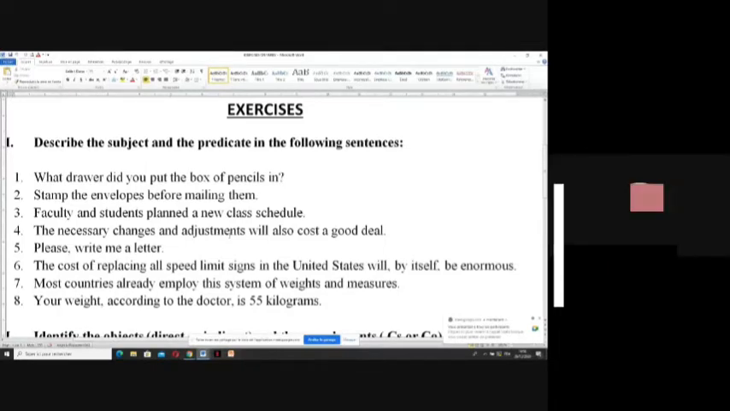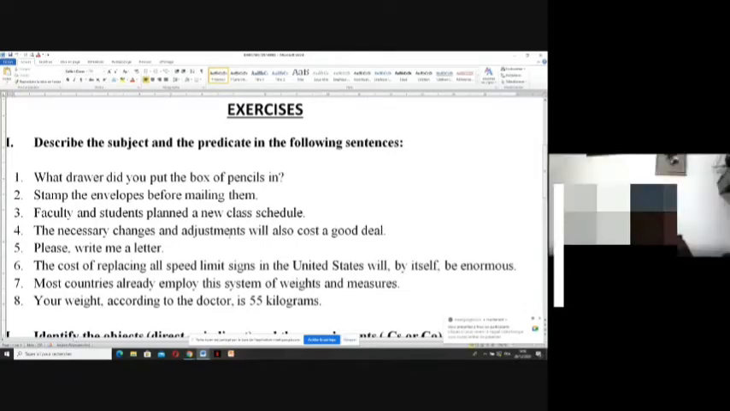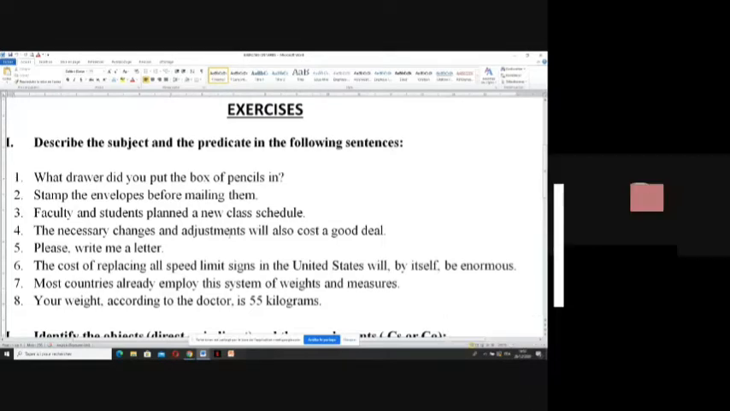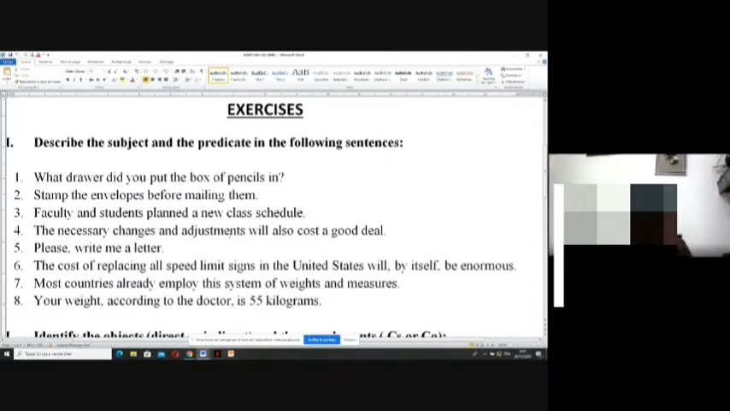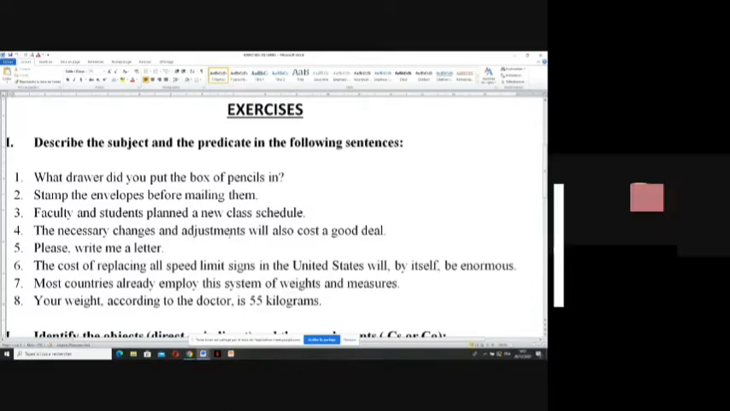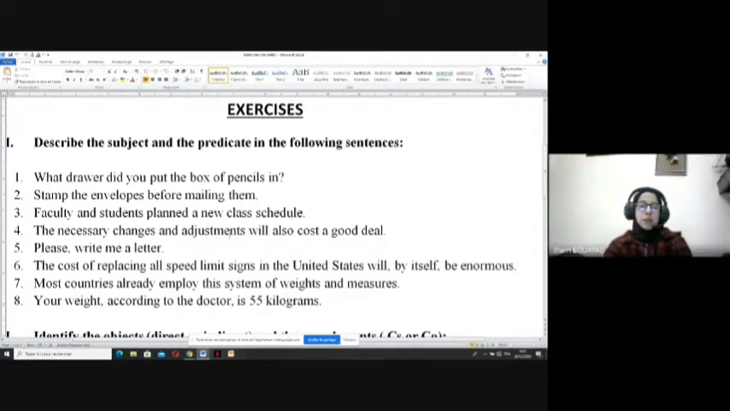Stamp the envelopes before mailing them. Stamp is the verb. So what is the subject? The subject isn't evident. So the whole sentence is a predicate, and the subject is understood from the sentence. Good. Thank you. Deactivate your microphone.